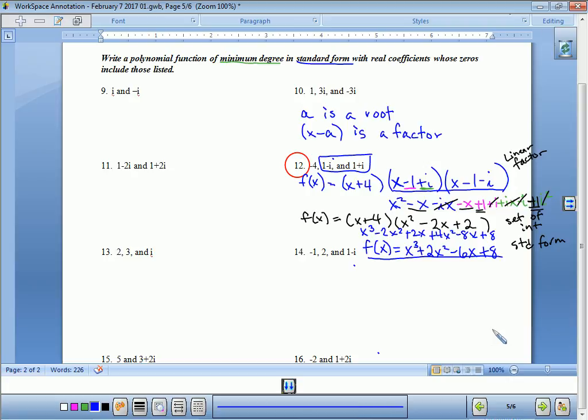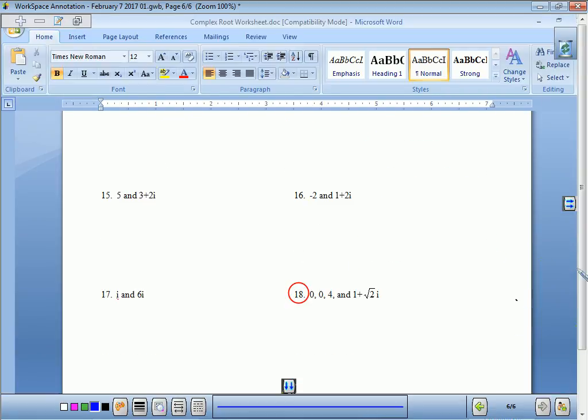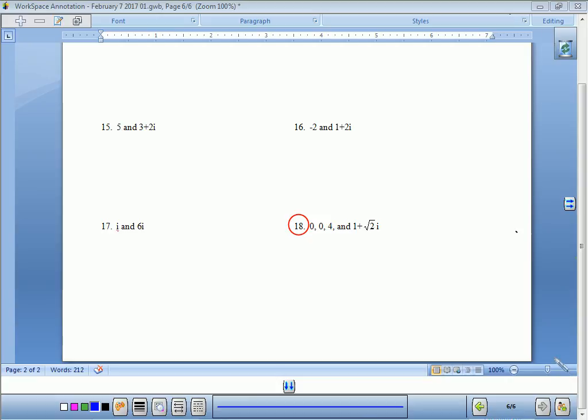This isn't that bad. I would agree. It's not bad, but it is tedious. Yeah. Time consuming. Okay. So we're going to look at number 18 and do it together. That's the hardest one on the page.